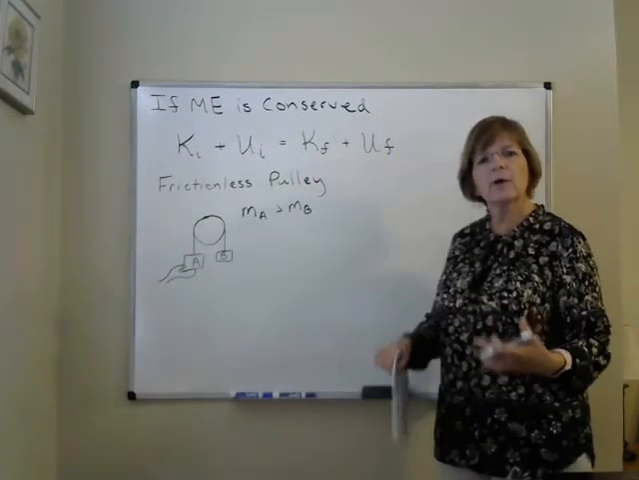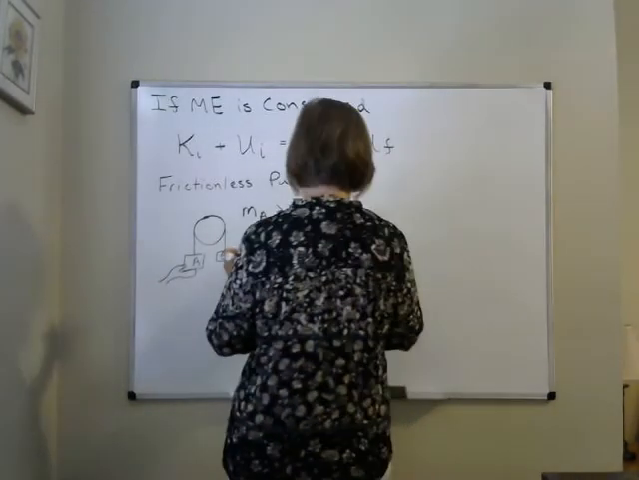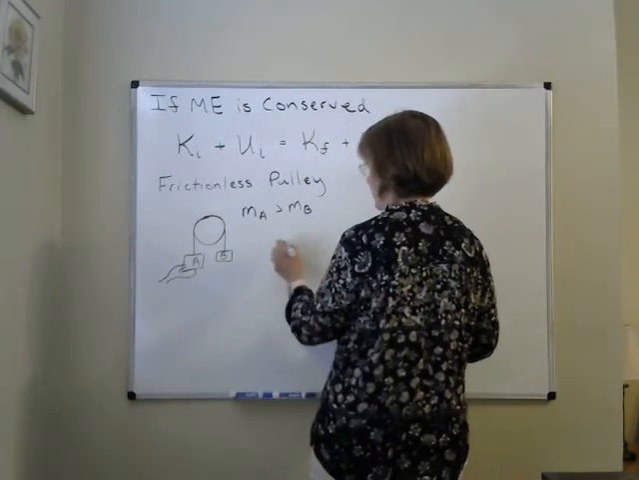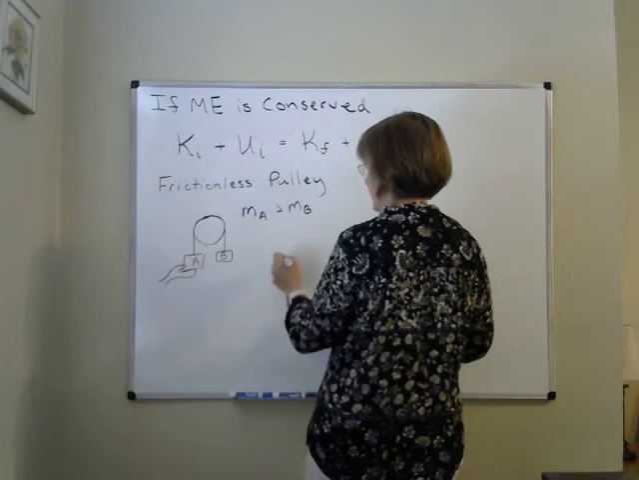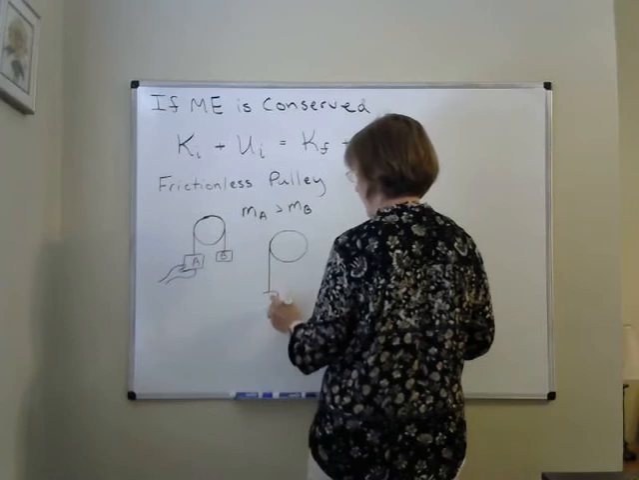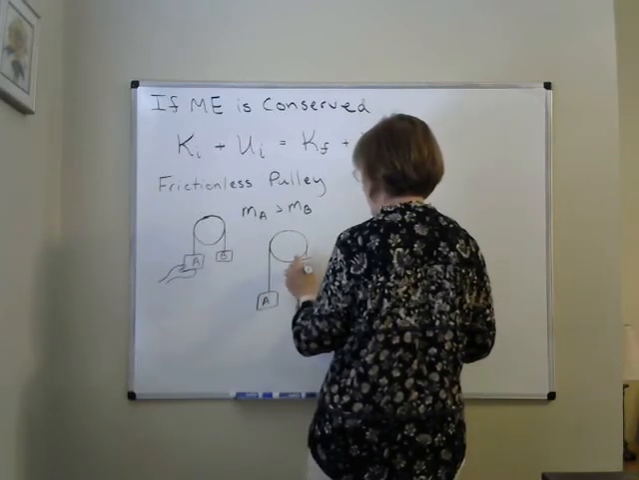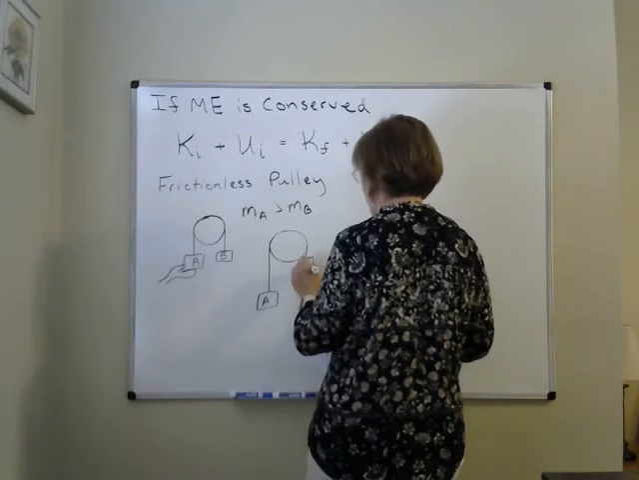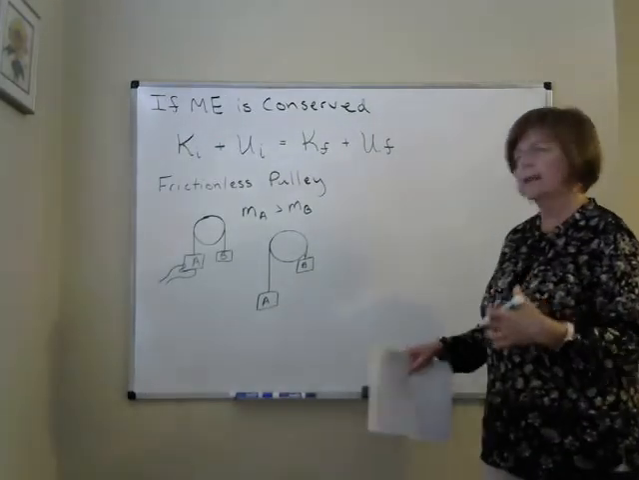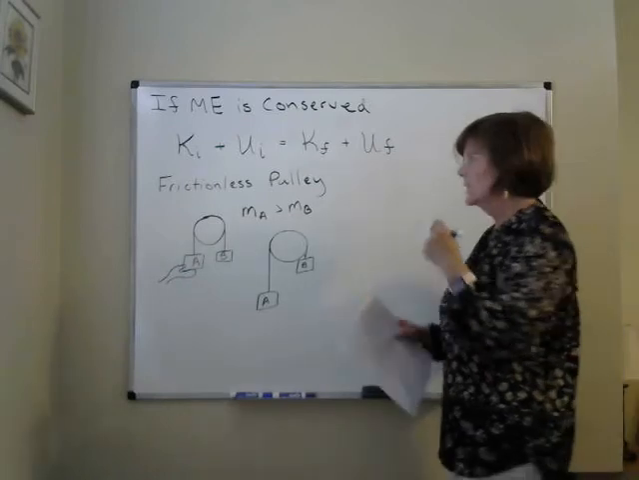When they let go of block A, we know what's going to happen. If we wait just a minute, we'll have a situation, let me draw this, where A will fall and B will rise. Why? Because the downward pull of gravity on A is going to be greater than the downward pull of gravity on B. The question wants to know what's true.